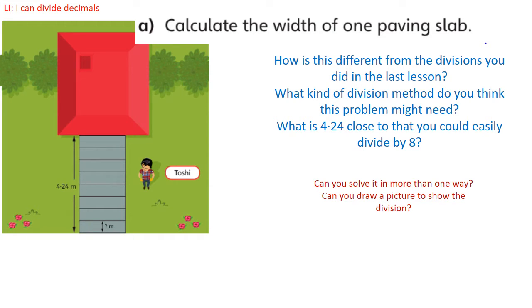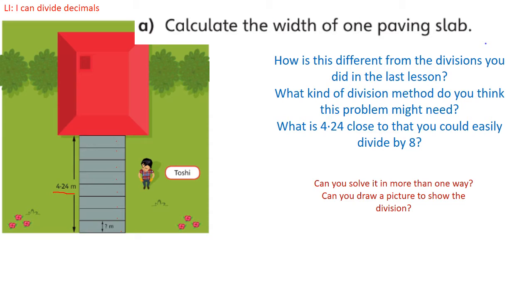So our first problem to solve today, we can see that we're looking down on a house with a pathway, and we're being asked to calculate the width of one paving slab. So what do we know? We know that the whole path is 4.24 metres long. How many paving slabs are there? There's 1, 2, 3, 4, 5, 6, 7, 8. So what we need to do is find out how big each of those paving slabs are.